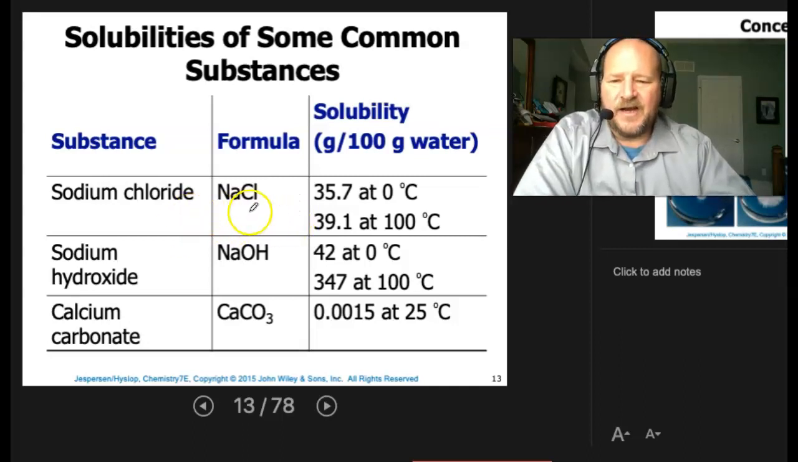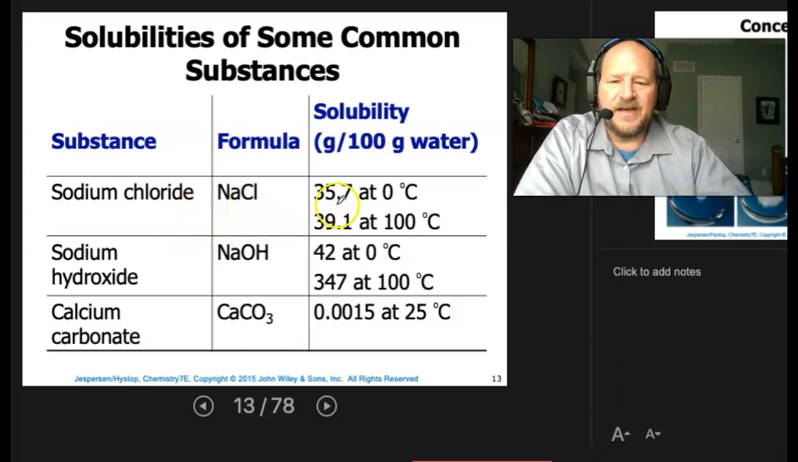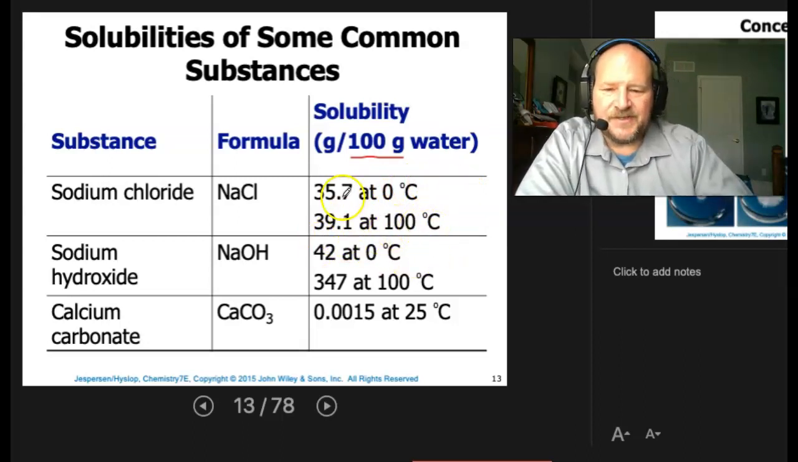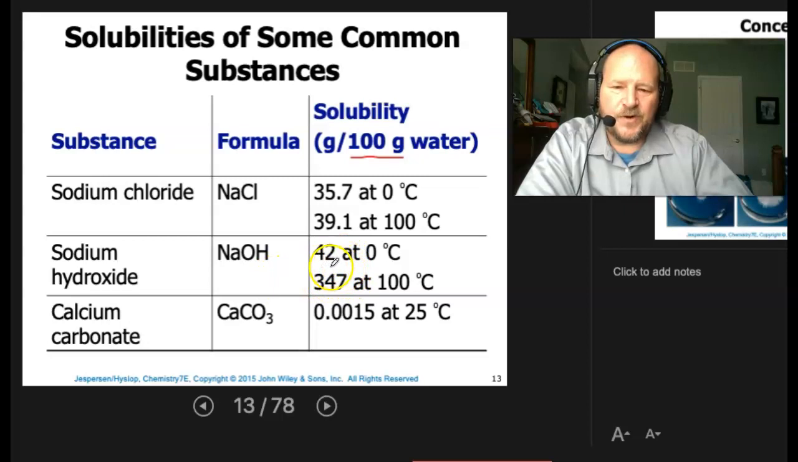So sodium chloride, common table salt, about 35.7 grams at 0 degrees C. And of course, that's per 100 grams of water, right? So this is a percentage. It can hold about 35%. And then 39.1 if I heat it up. So you can see we get a relatively good sized increase there. For sodium hydroxide, though, look at that increase. We went from 42 to 347. That's a huge magnification because of heat.